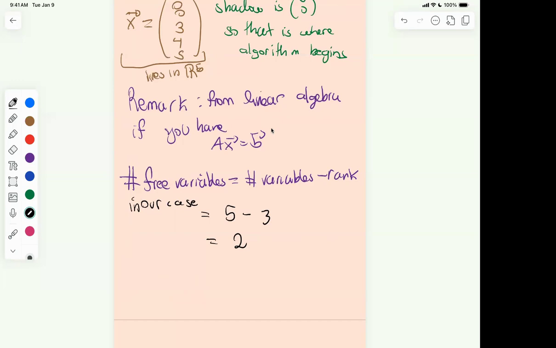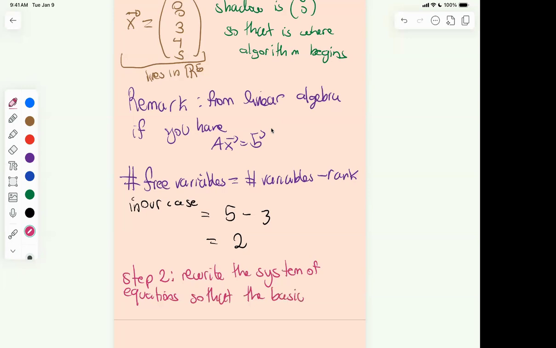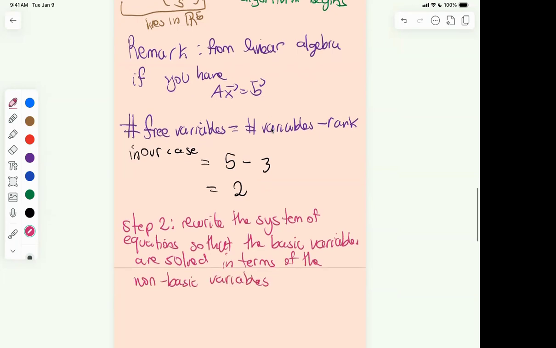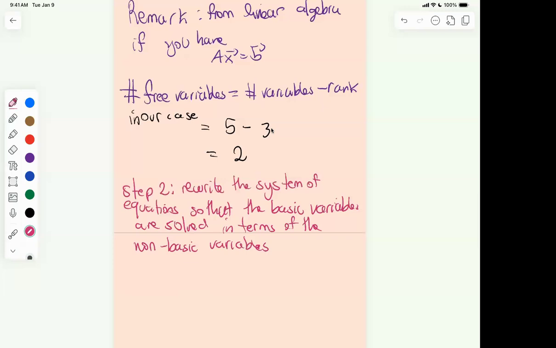So what I'll do, and if you want, you can call this step 2, is that I will rewrite the system of equations so that the basic variables are solved in terms of the non-basic variables. And this needs some explanation so that you see what I mean. Okay, so let me explain what's going on here.